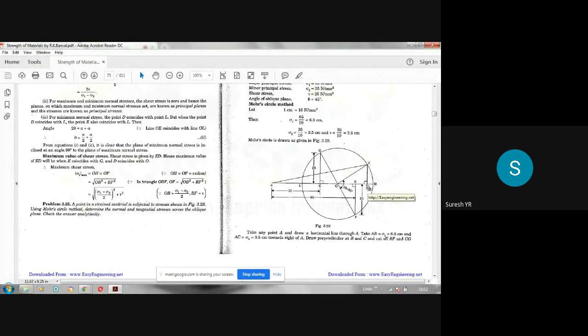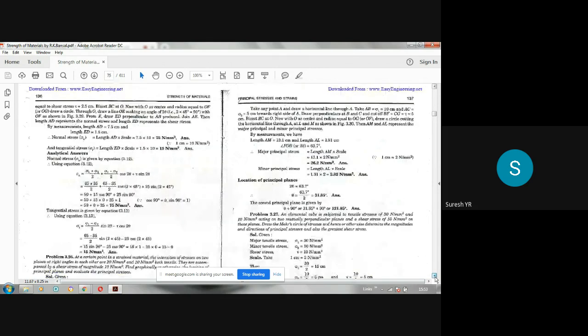So convert that centimeter to stress value. You know that 1 centimeter is 10 Newton per mm square. Therefore, 7.5 centimeters becomes 75 Newton per mm square, and 1.5 centimeters becomes 15 Newton per mm square. So that is by the graphical method. If you measure this AE, that will be equal to the square root of 75 square plus 15 square.